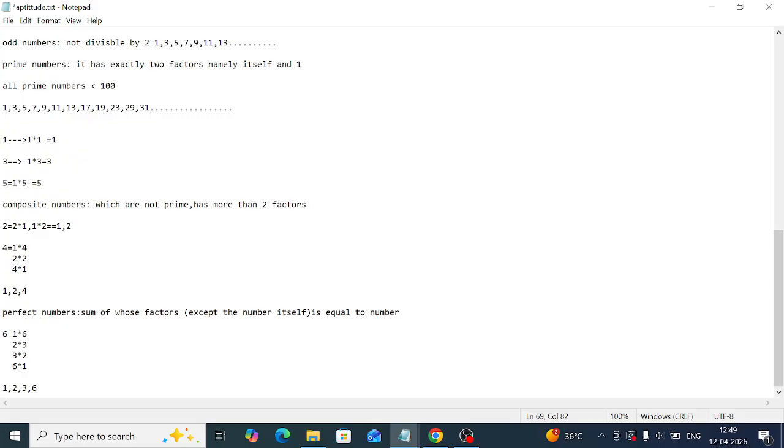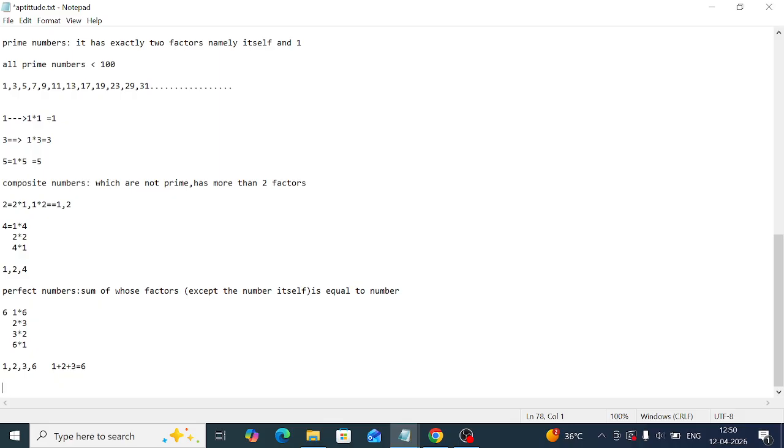Except the number, what is the number here? 6. So except the number, that means apart from 6, what are the factors that are there? 1 plus... The sum of those factors. So 4 factors are there, but except the number itself. So I am taking 6 now, leave this number and add 1 plus 2 plus 3. When we add the remaining factors, it must be equal to the number. That means it must be equal to 6. Then it is called a perfect number.